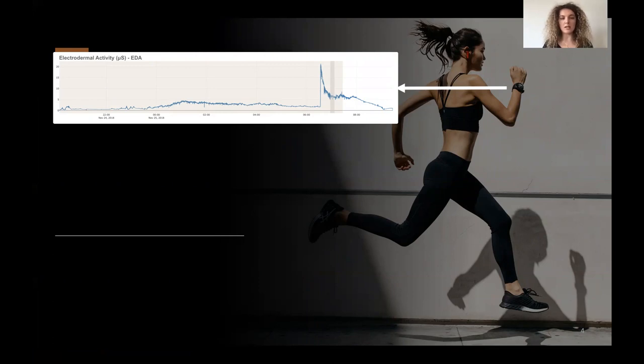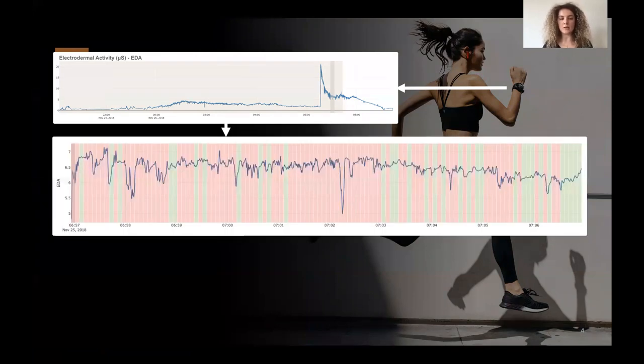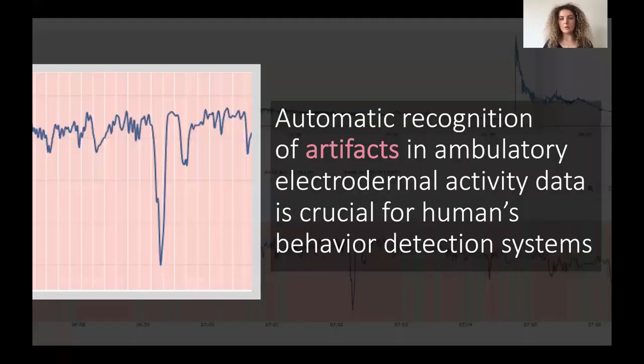However, such data is seriously impacted by a major issue, the presence of artifacts, which are caused by the recording procedure, by environment temperature, as well as body movements. Thereby, automatic recognition of artifacts in ambulatory electrodermal activity data is crucial for human behavior detection systems to not only clean the data, but also to avoid making conclusions from spurious data. And this is the goal of our paper.